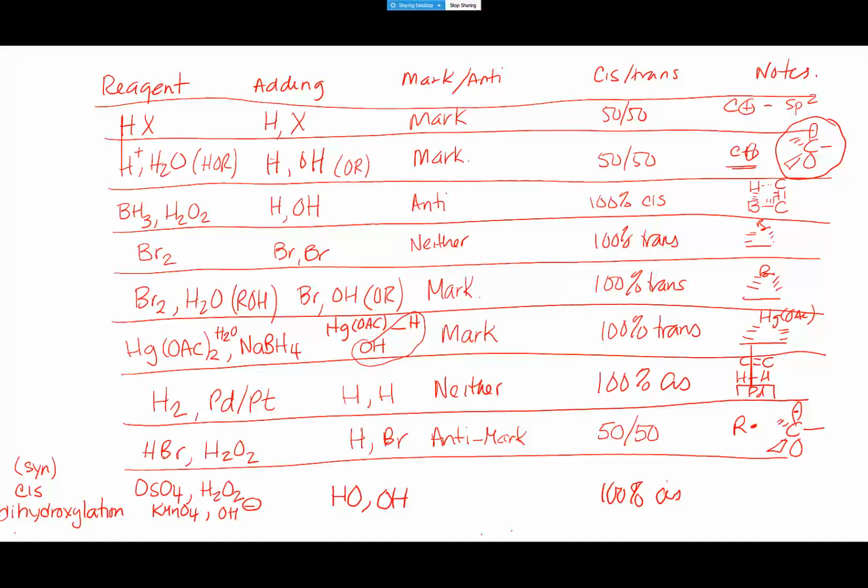So I'm going to add two OHs, 100% cis, and Markovnikov, anti-Markovnikov with this. I'm adding two OHs, so it's going to be neither. So it's going to be neither.